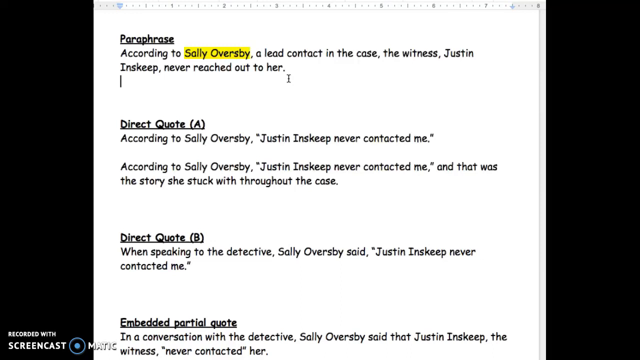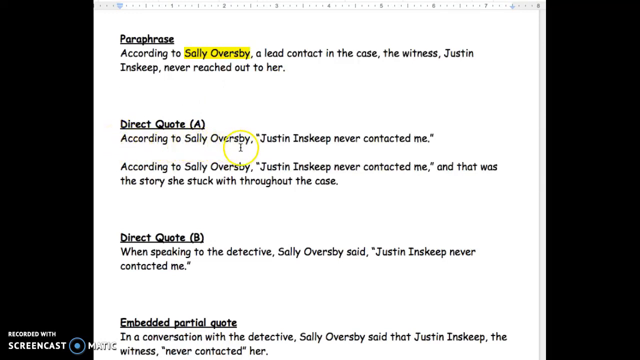But you don't want to paraphrase everything from everyone, because then nobody else really has a voice in your writing, and giving people their voice by using their own words is a really great way to add some variety to your writing. So here is the same exact information in a direct quote.